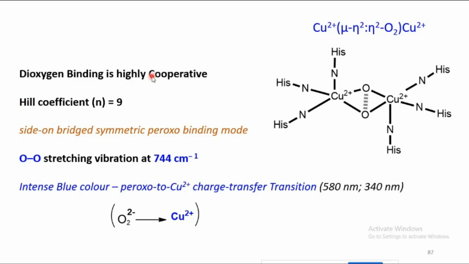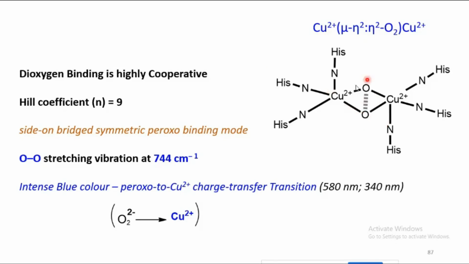The Hill constant is very high for hemocyanin. So it clearly indicates that a highly cooperative mechanism is operating upon O2 binding. It is a side-on bridging symmetric peroxide. Previously it was not symmetric, but here it binds symmetrically with the two copper centers, whereas in the previous case it was an asymmetric peroxide binding. In the previous case, the dioxygen molecule donates electrons to only one metal center.